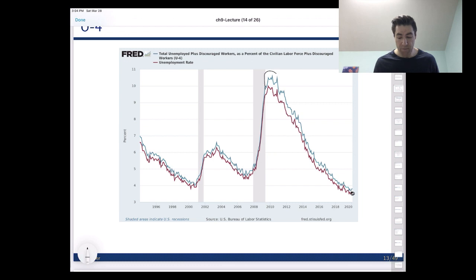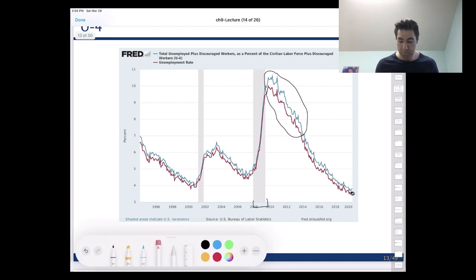So if you look at the gap between the two lines, it was quite a bit higher following the recession in 2007 to 2009, where the unemployment rate was very high and it was difficult to find a job. There were many more workers that were discouraged. So the U4 unemployment rate was about a percentage point higher in that period of time. So it'll be interesting to see in the next several months when the unemployment rate gets high as a result of this coronavirus crisis, pandemic, what happens to this U4 relative to our normal U3 unemployment rate.